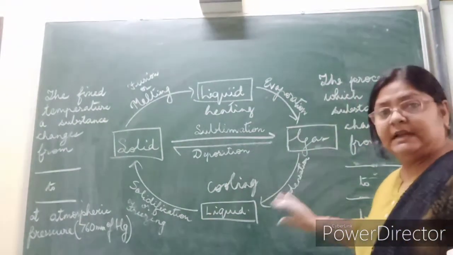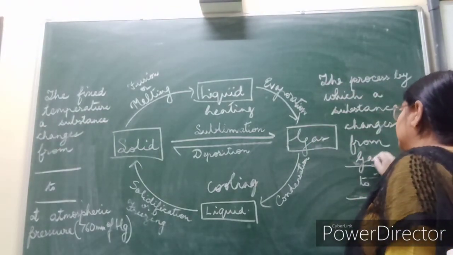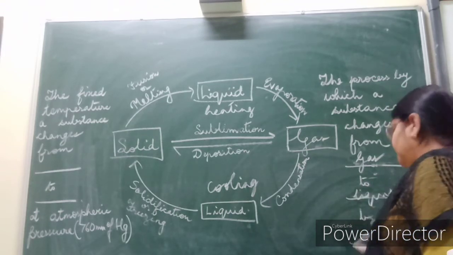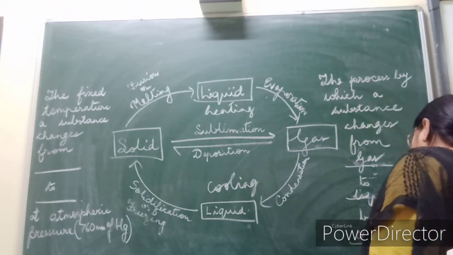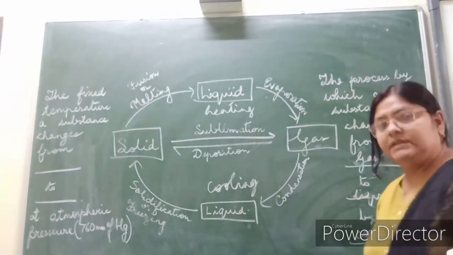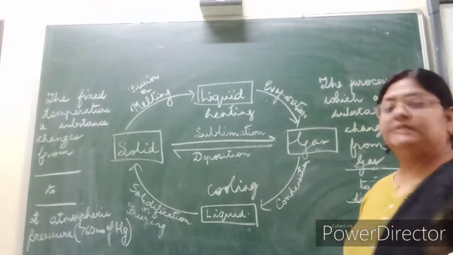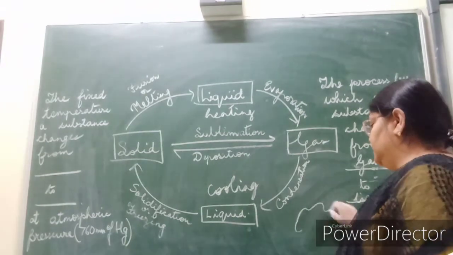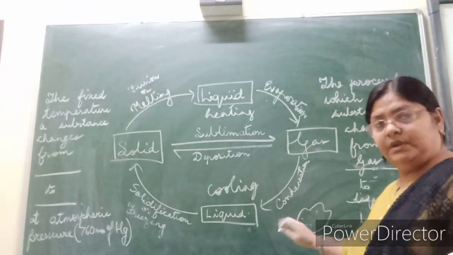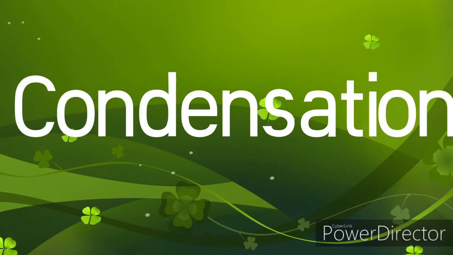Now, if we talk about condensation, it is the process by which a substance changes from gas or gaseous state to liquid by cooling or losing energy. Cooling is losing energy. It's called condensation. So the best example of condensation is the clouds. The water vapor in the clouds, when it reaches a cold area, changes into water and it falls on the earth.